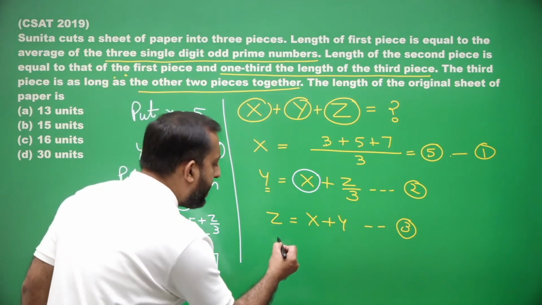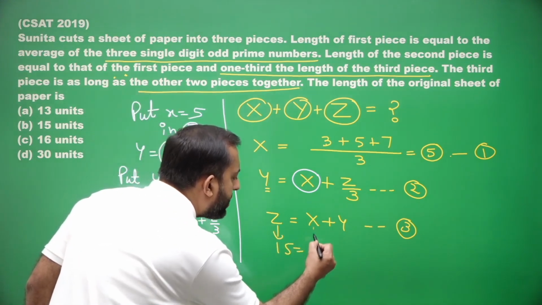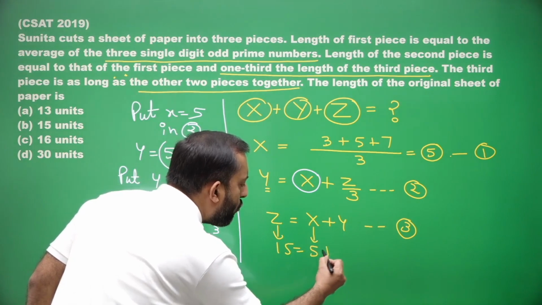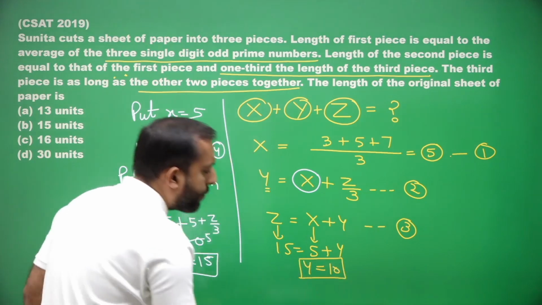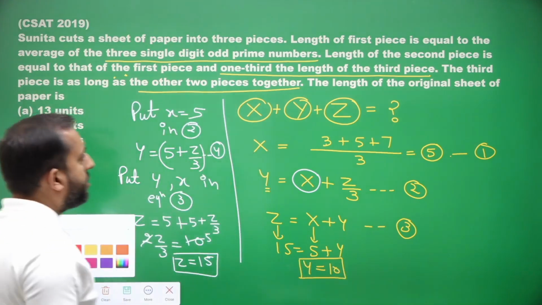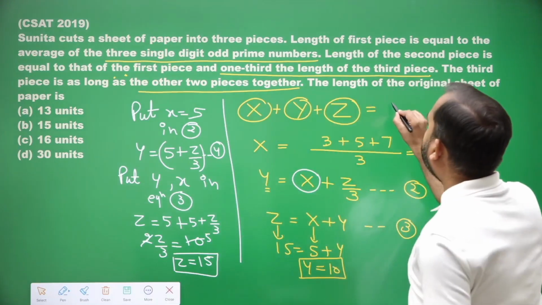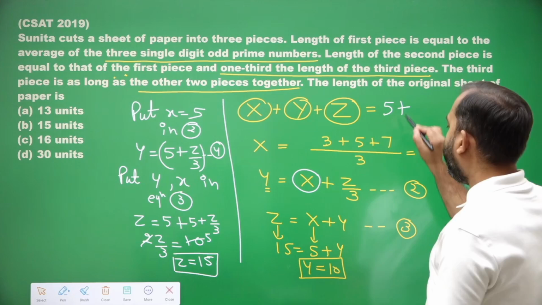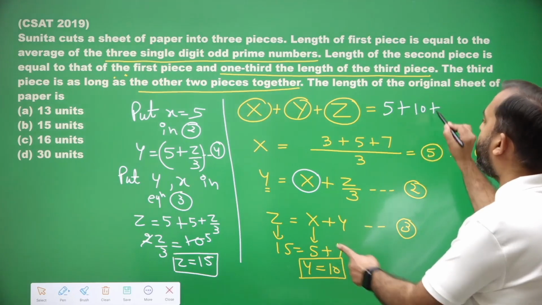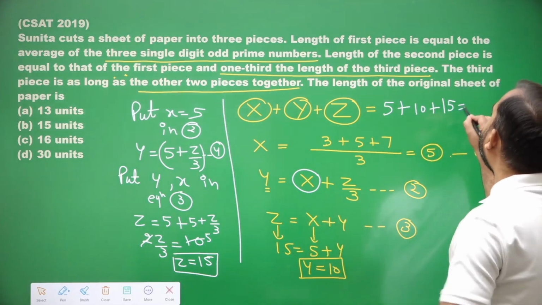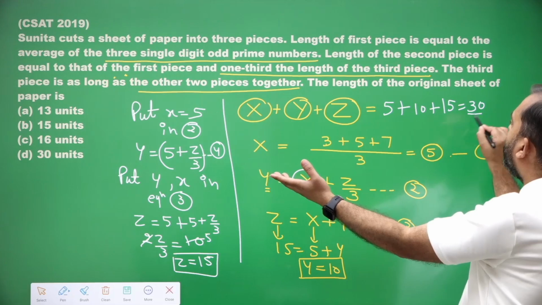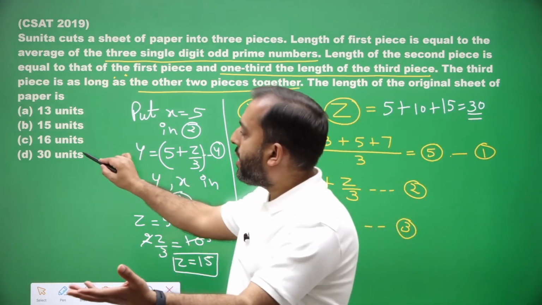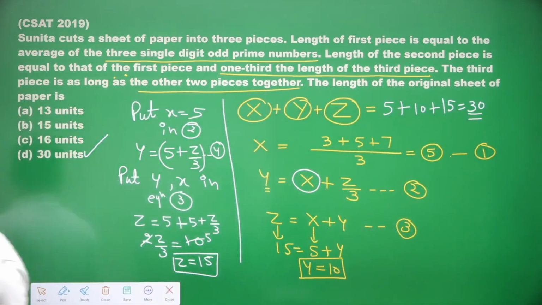So Z is 15. We know X is 5. So from here Y should be 10. Okay. So we know the value of X is 5, the value of Y is 10, and the value of Z is 15. So the length of the entire sheet of paper is 5 plus 10 plus 15, that is 30. Please make a note of it. The answer is option D. I hope this is clear to everyone.